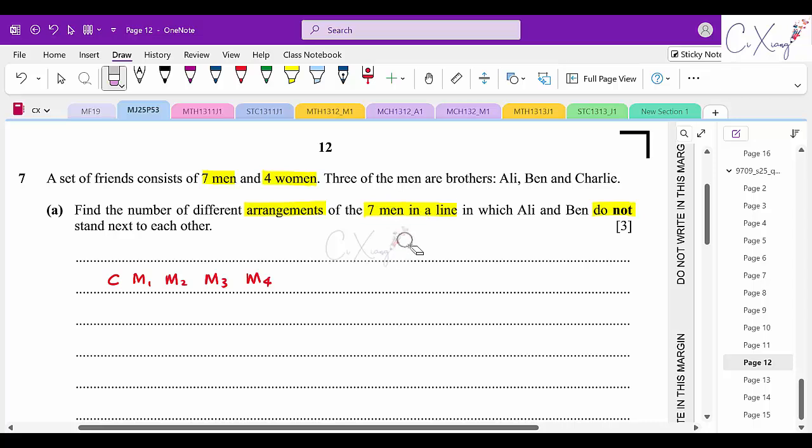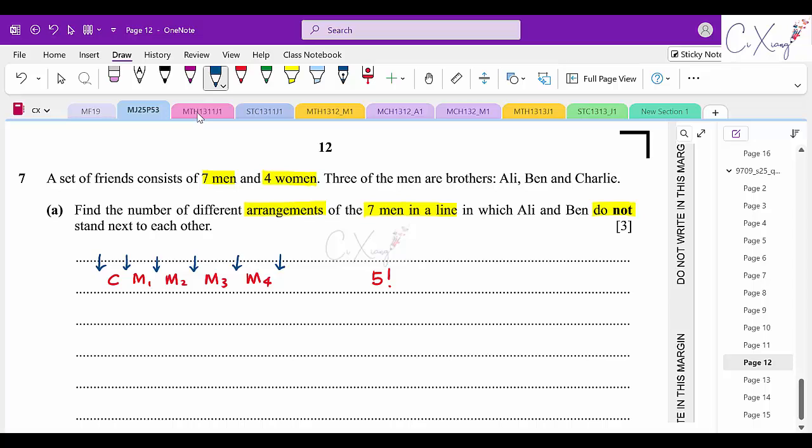I want to arrange them in a line. But I exclude Ben and Ali first because they must be separated. So I arrange the 5 persons here first. Arranging 5 persons, the step will be 5 factorial. Then after that, I want to slot Ben and Ali into the spaces available among them. How many spaces are available here? So 1, 2, 3, 4, 5, 6. 6 spaces available, and you want to place 2 persons inside. Therefore, it should be 6P2. Okay, then the answer should be 3,600.